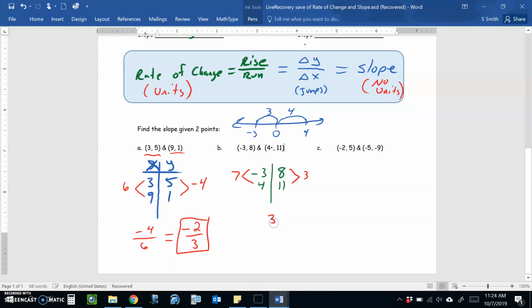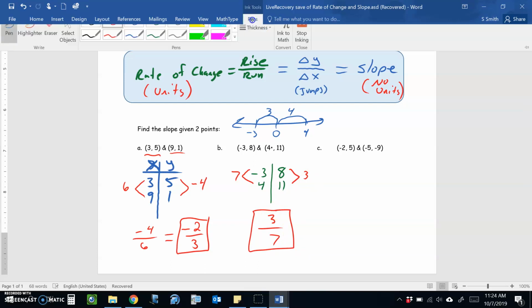Oh boy. 3/7. Change in y divided by the change in x. Even when I'm not there, technology is killing me.